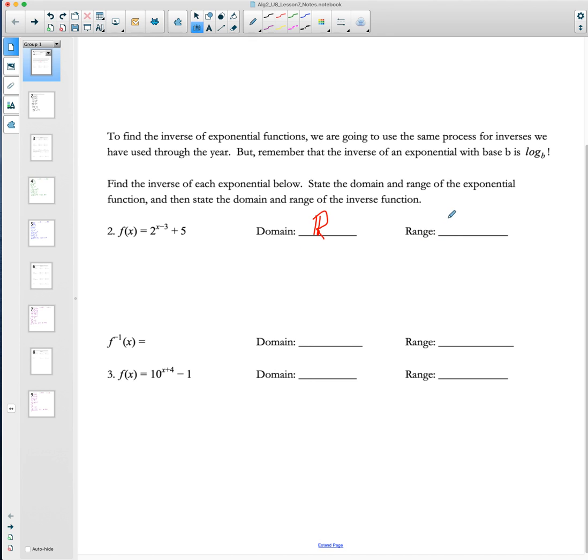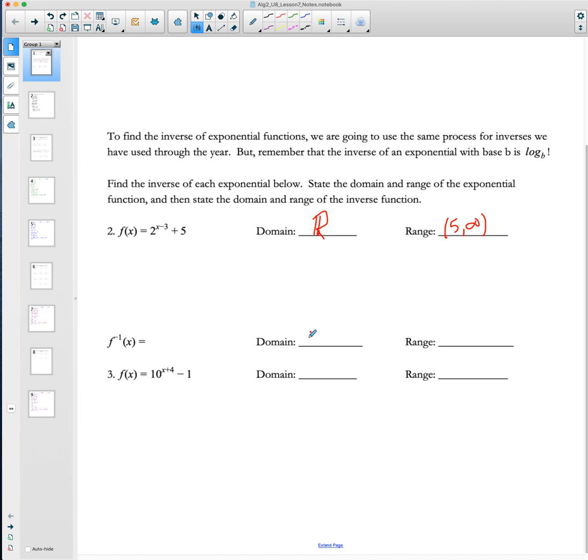So our range is going to be 5 to infinity. And so there's our range. Now, here's what we already know. So we know we're going to look for our inverse function. We already know the domain and the range, all right, switch.